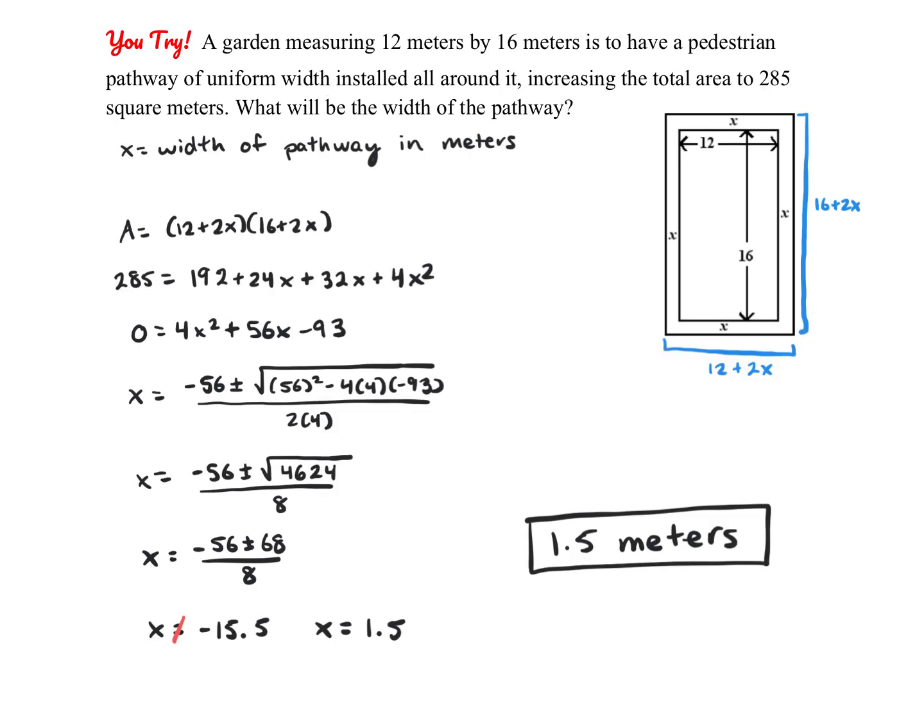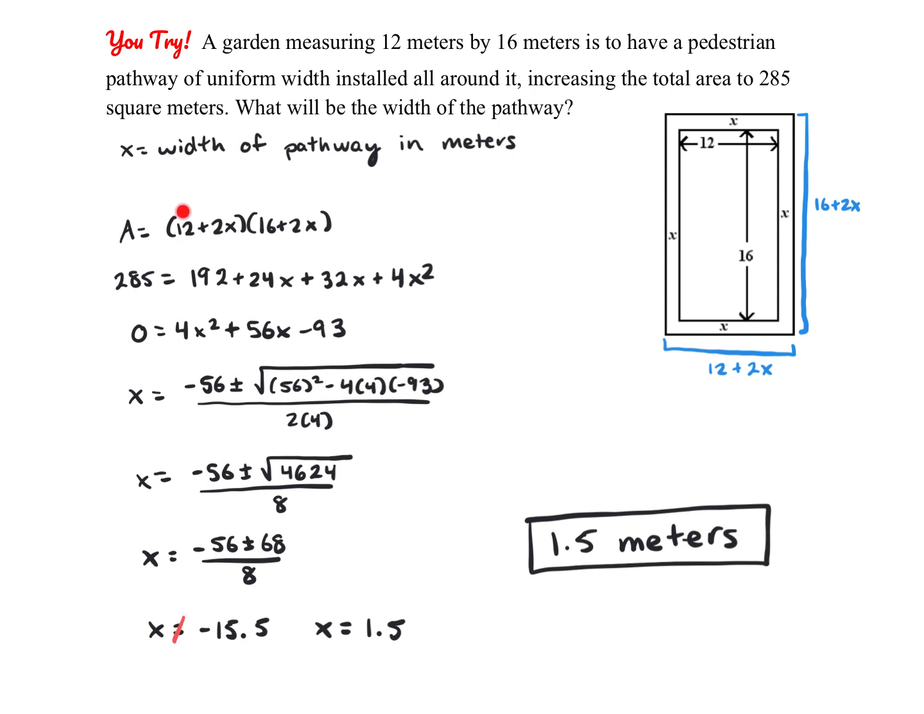All right, go ahead and check your work here. We were given a picture, which can help a little bit. X is the width of the pathway in meters. It is still important to define that. So the area of the total rectangle should be length times width. So this width you could see is 12 plus x, so 12 plus 2x. And then this length would be 16 plus x, so 16 plus 2x.